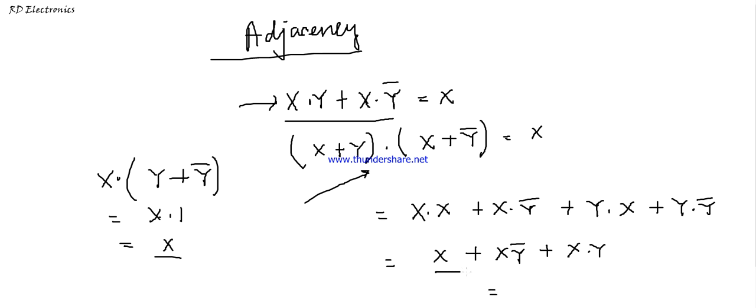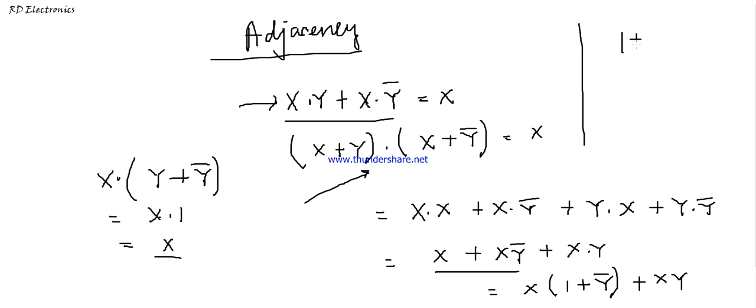So from the first two terms, we take the common term x. So this is x plus y bar. This is xy. So what is the value of 1 or y bar? Students, it is noted that 1 or with y bar is always 1, because if we consider y equal to 0, then y bar equals 1, and 1 or with 1, we already know that this is equal to 1.